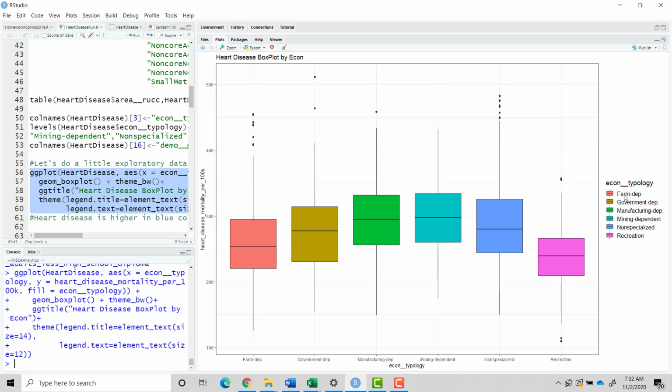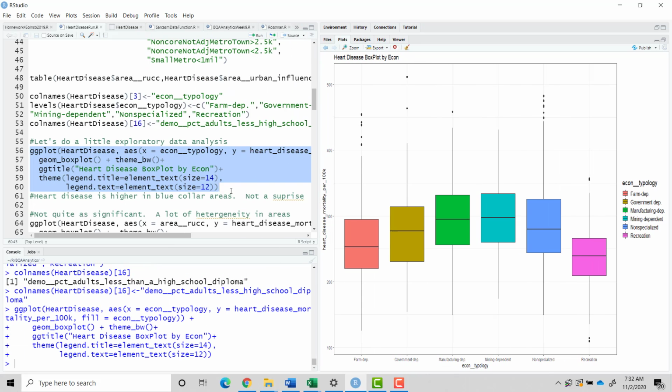And you can see that depending on the economic typology of the area, where it's mainly a recreation area, I'm guessing places out in Boulder, Colorado, or somewhere with fit, healthier people, tends to have lower heart rates. And the manufacturing, mining, the traditional blue collar areas, are a little bit higher there. That doesn't tell us a huge amount of information.